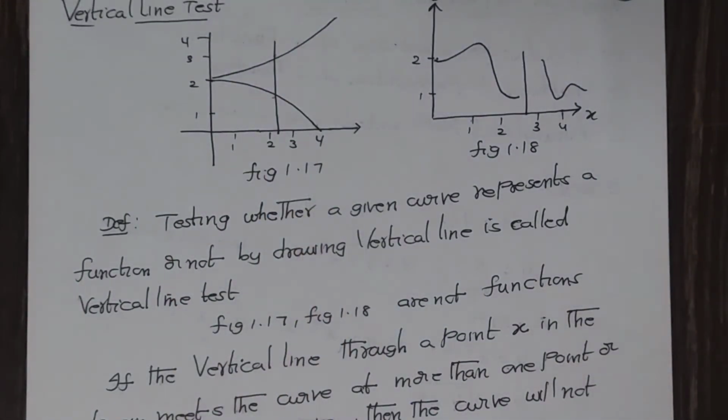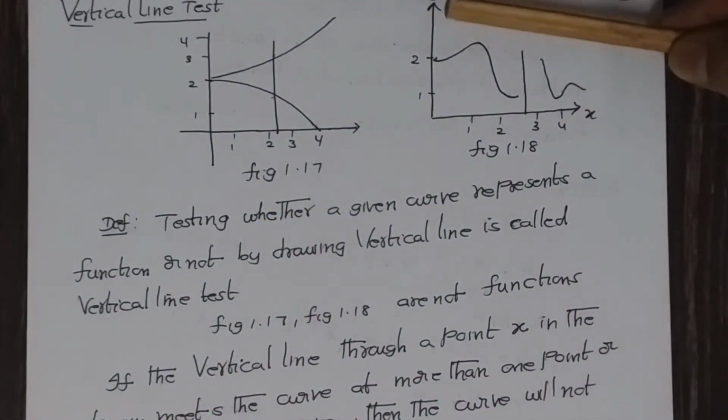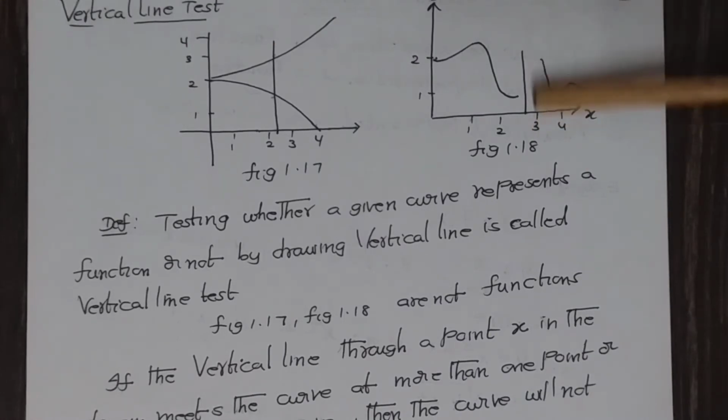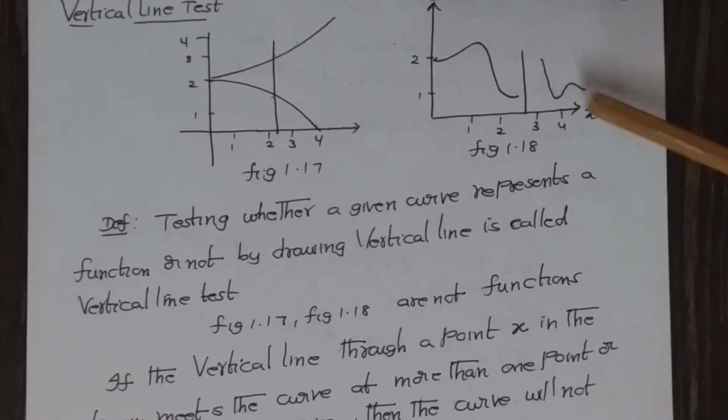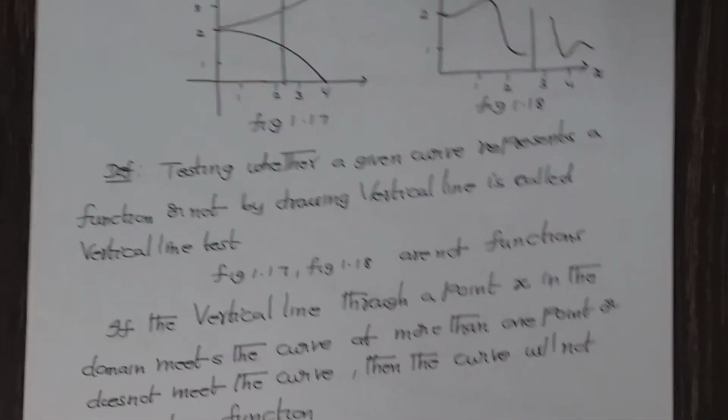Now simply you see this figure also. Here the vertical line is not at all cutting the curve. Okay, in this case also it is not a function. The curve will not represent a function. So that's what they explained here.